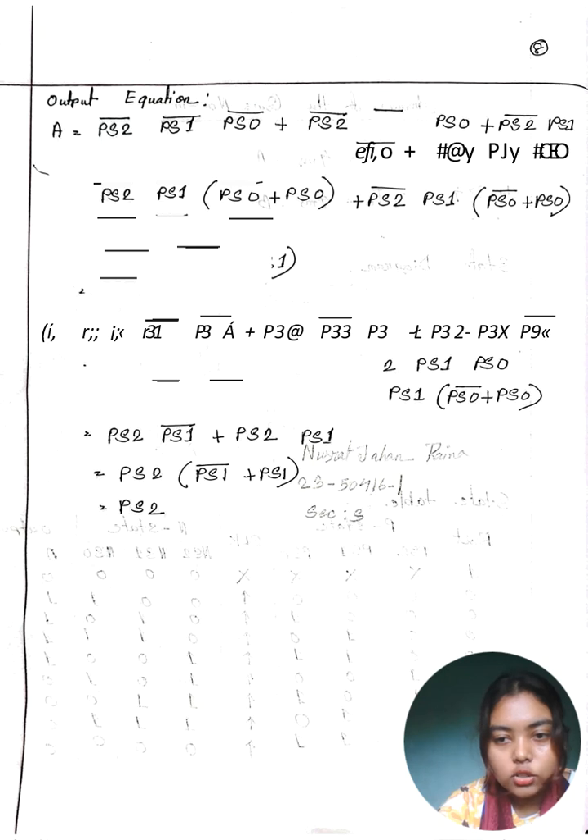Similarly, the equation for output B is written as a sum of product terms corresponding to the states where output B is 1 in the state table. This equation is also simplified. The simplified equation for output B is given as B is equal to PS2.